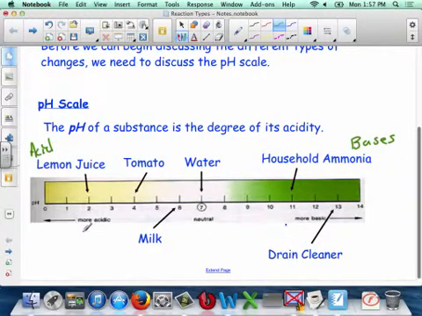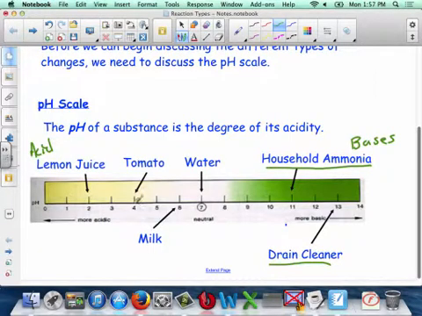Some of the other things I want to point out to you guys here is all of our acids are going to be on this side, and all of our bases are over here. But what do you notice that's over here? Drain cleaner, we've got household ammonia. Yeah, bleach is also going to be a base. So almost all of our normal cleaners are bases. I'm not sure if you guys were aware of that. Like glass cleaner or your all-purpose spray, those are going to be bases. So a lot of your bases are typically your household cleaners.